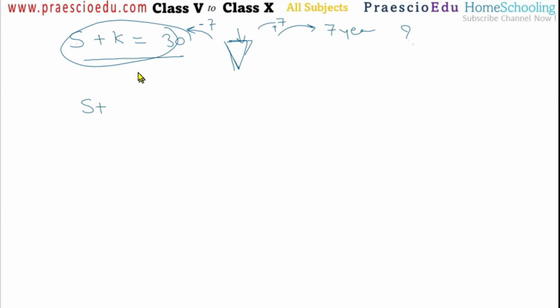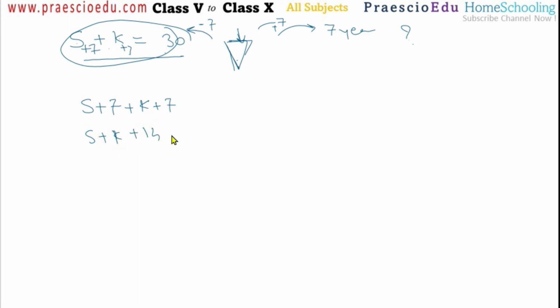Okay, so first of all, before the 7 years, this means S plus K is equal to 30. Now their ages will increase by 7 and 7, which means S plus 7 plus K plus 7. Okay, so that is the condition. So S plus K plus 14.